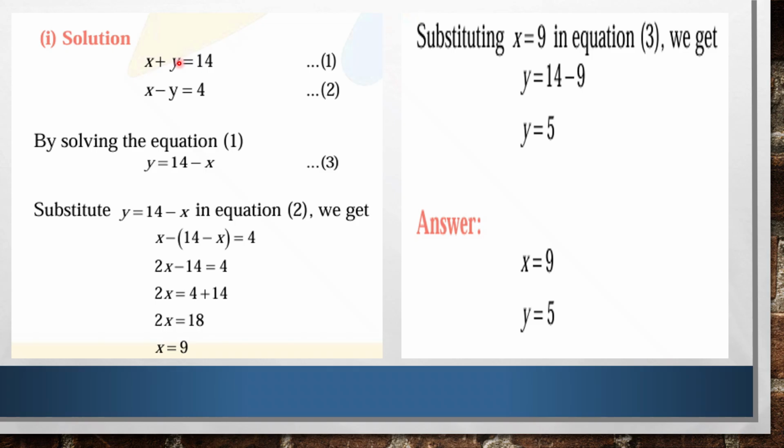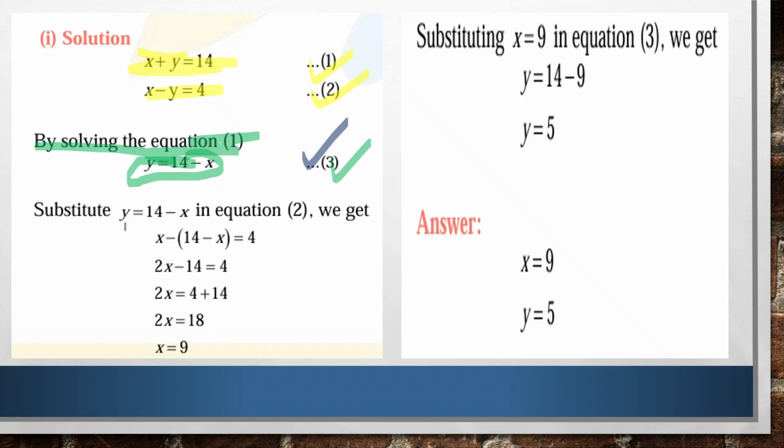First problem, in the solution part: x plus y is equal to 14 is given, take it as equation 1. The second linear equation is given as x minus y is equal to 4, so take it as equation 2. This is the first step. Next, by solving equation 1, we can take y is equal to 14 minus x, that is equation 3. Now, whatever equation 3 you have, you have to substitute in either equation 1 or equation 2.